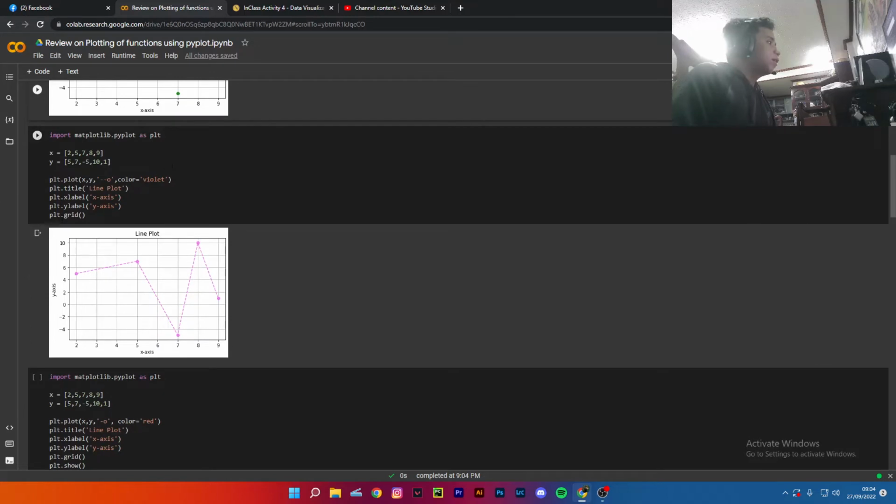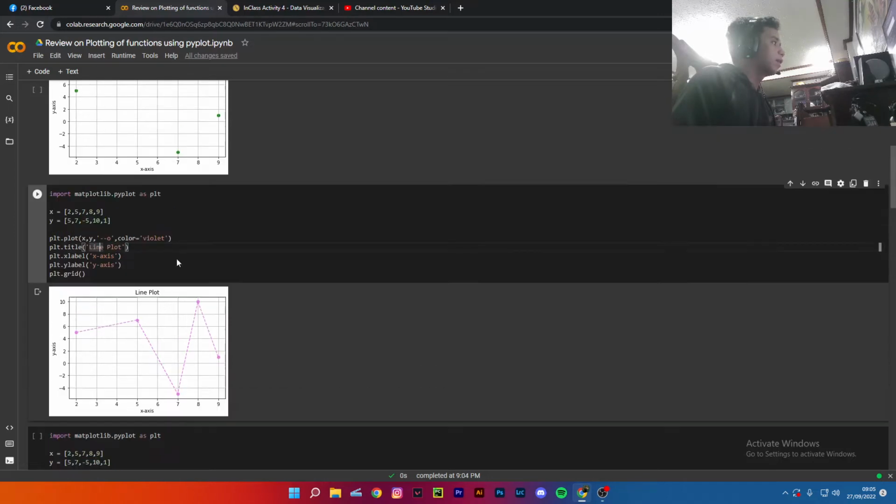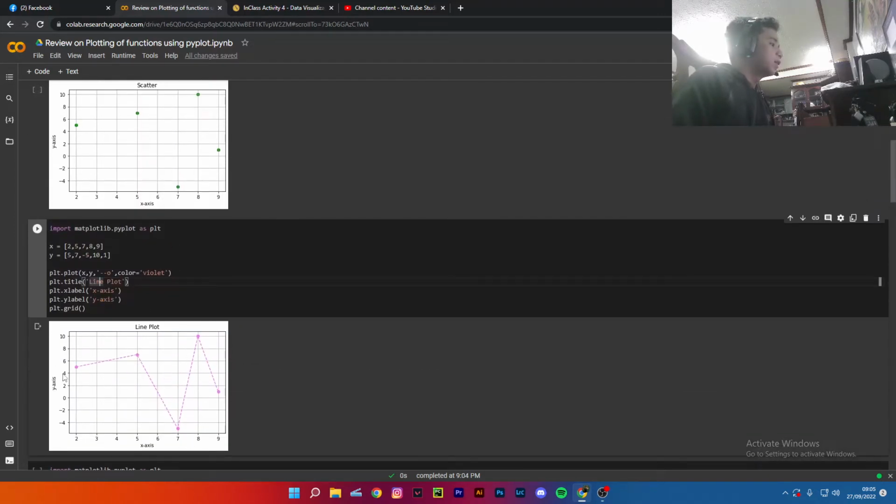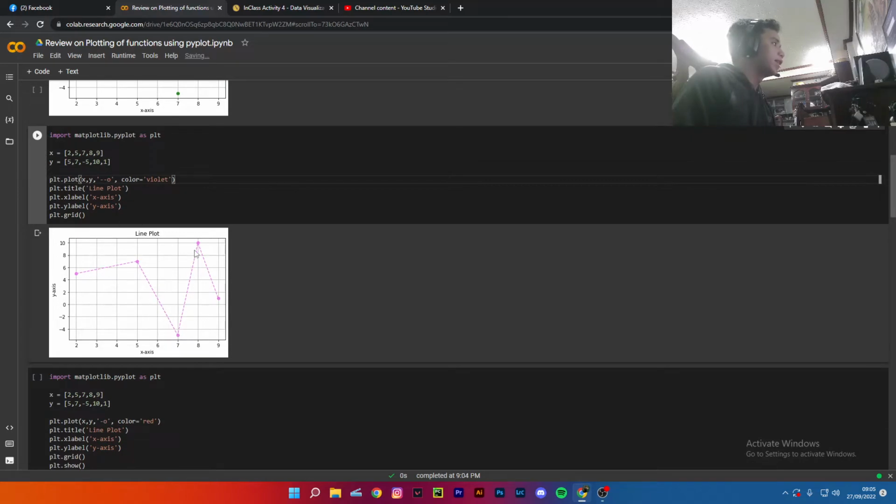Here on the third one, same x and y values, though we have this double dash O, which means it will plot with broken lines and dots where the values are plotted. So it would look like this. The color is set to violet, and this is the diagram.